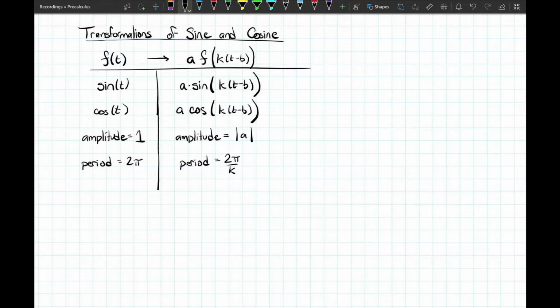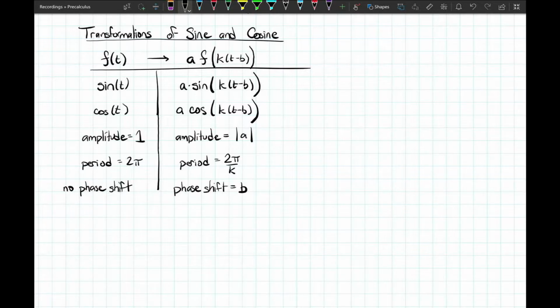Our original graph isn't shifted at all. So our original functions sine t and cosine t, we say have a phase shift of 0, or no phase shift. But in the case where we do have t minus a constant, our phase shift is b. So b could be positive or negative. If we have t plus 2, that's going to be a phase shift of negative 2. And if we have t minus 4, then that's going to be a phase shift of positive 4.